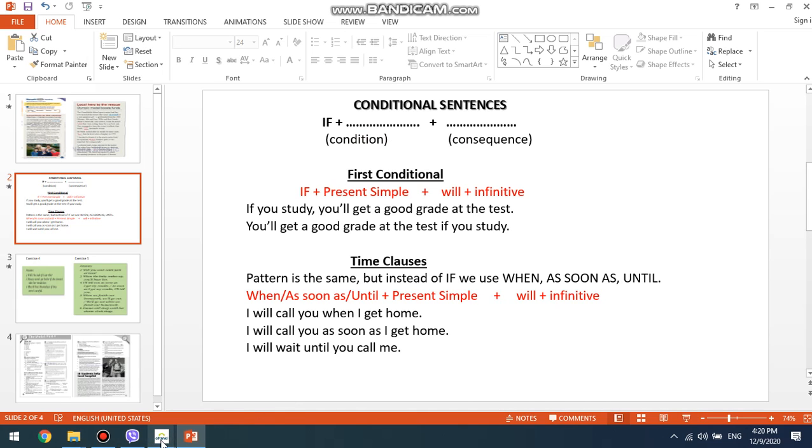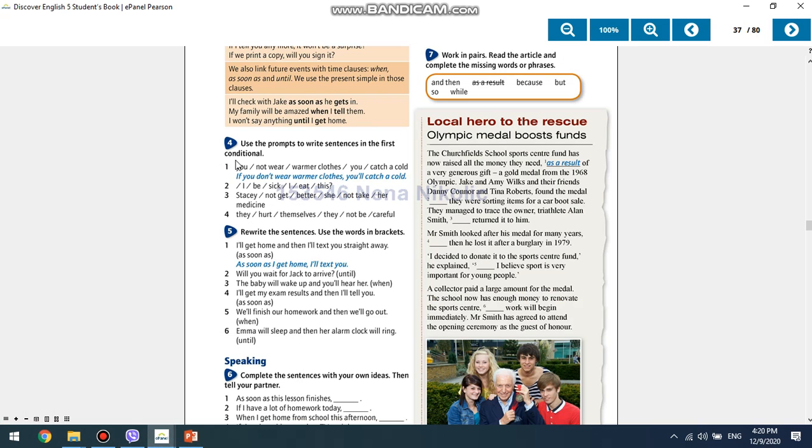Let's move to the exercises now. In exercise number 4, you have to use these words in order to write sentences in the first conditional. In exercise 5, you will practice time sentences. You will have to write these sentences again, but use these words which you have in the brackets. When you finish that, I will show you the answers.